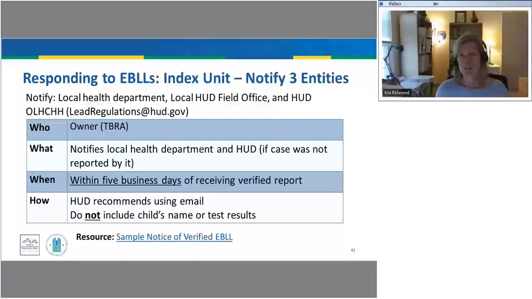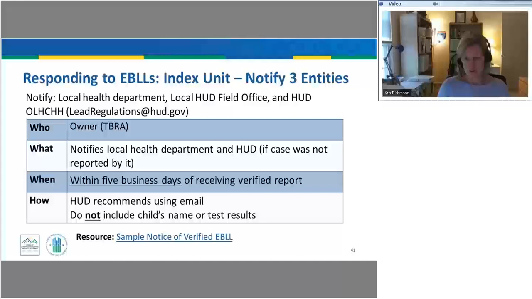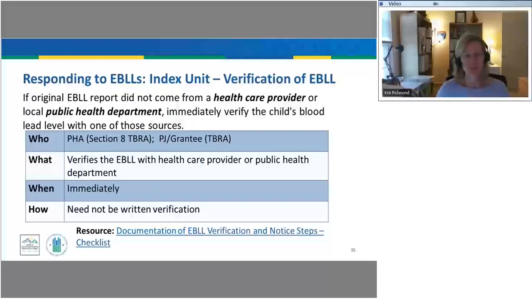All right, let's look at question number 5. So how do you verify a reported elevated blood level, and what documentation is required? So this, I think, was slide 35. Yep. Okay. So you can actually call or email the medical provider or the health department. Sometimes you'll receive this as the first step, that you'll hear information from the health department. Other times you need to contact the health department or the medical provider to verify that.